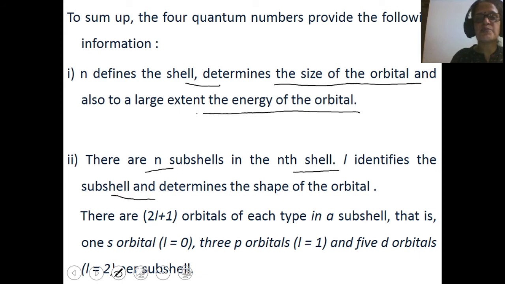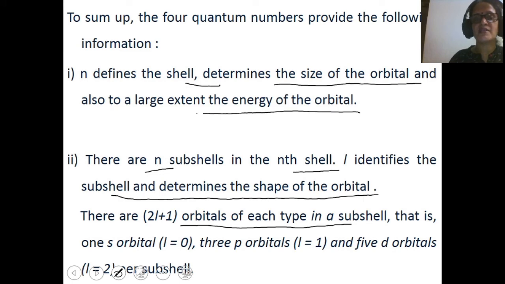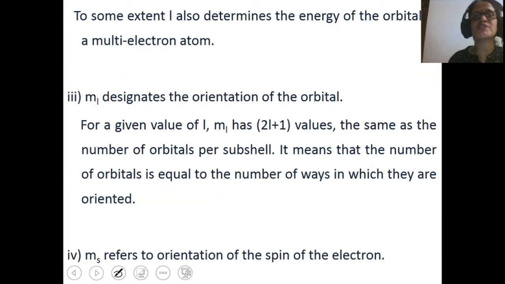l identifies the subshell and determines the shape of the orbitals. Then there are 2l plus 1 orbitals for each type in a subshell, that is 1 s orbital for l equal to 0. l equal to 0 means what subshell? s subshell. And the s subshell consists of only one orbital. And there are 3 p orbitals for l equal to 1, which are represented as -1, 0 and +1. And there are 5 d orbitals. For d orbitals, l is equal to 2. So the number of orbitals will be 5, which are represented as -2, -1, 0, +1 and +2.